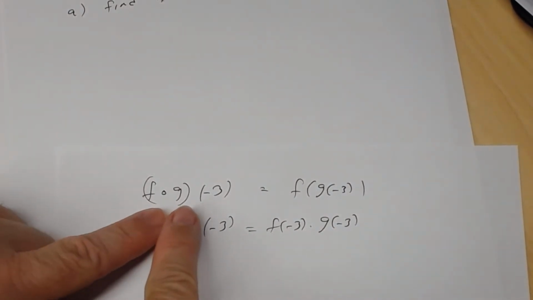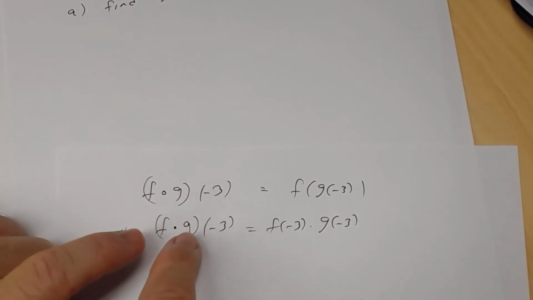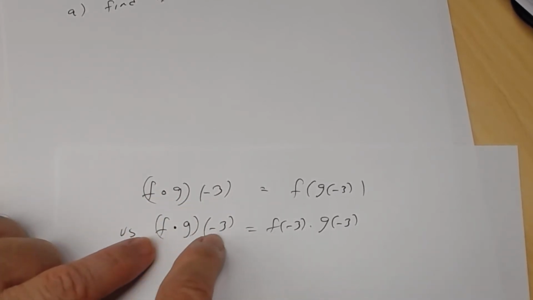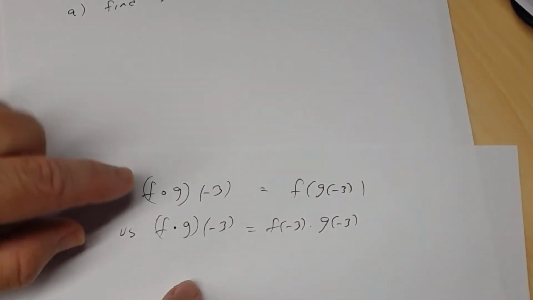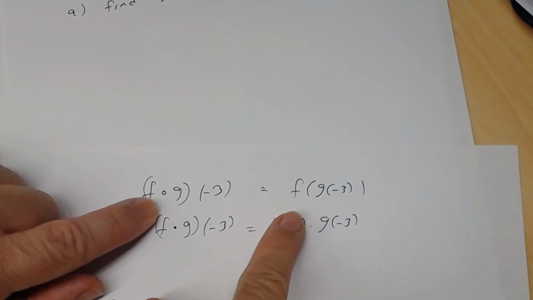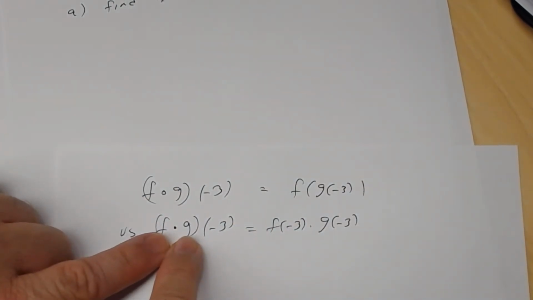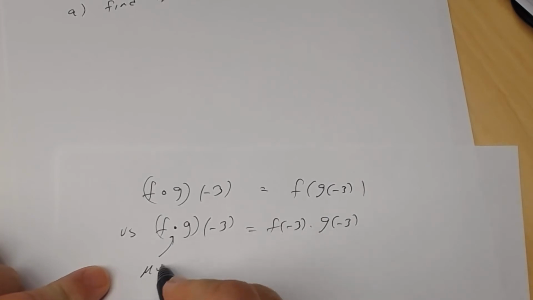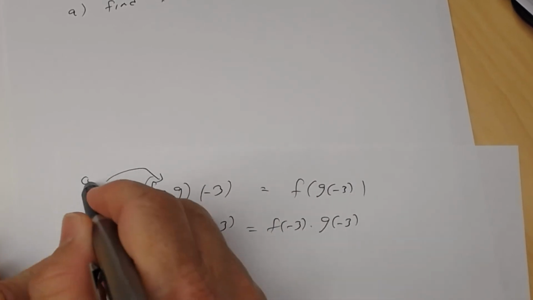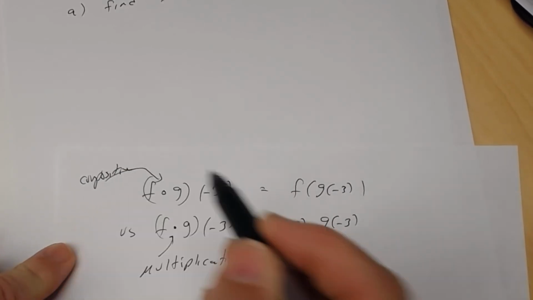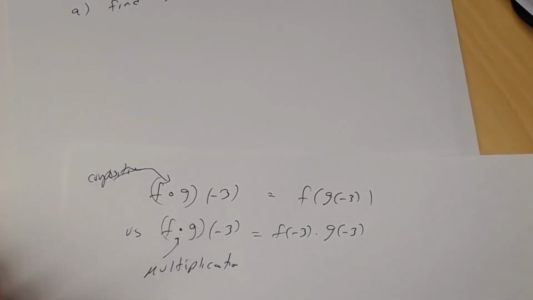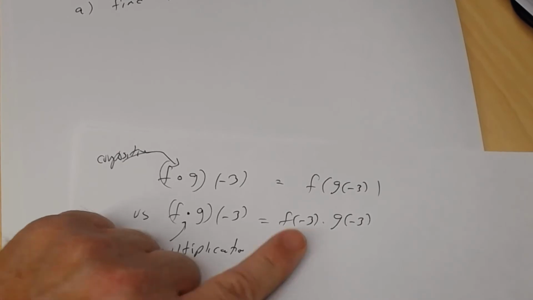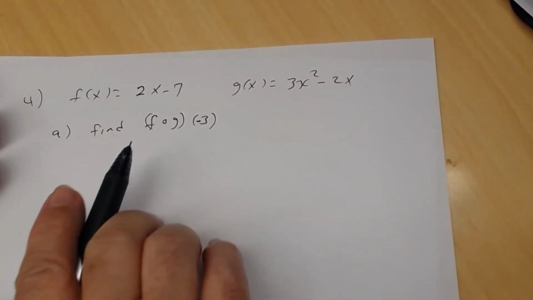So this means f of g of negative 3. This means f of negative 3 times g of negative 3. See, it looks different. So keep that in mind. Open circle is composition. Closed circle is multiplication. Notice how it looks. It's different. Okay, so let's go back to this.